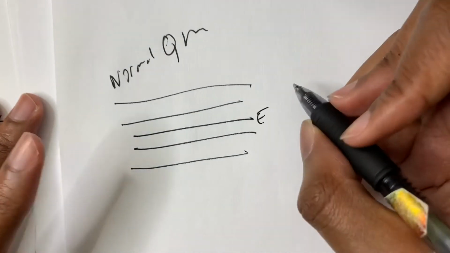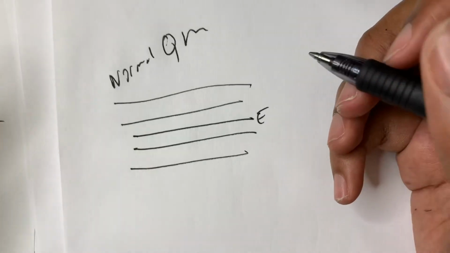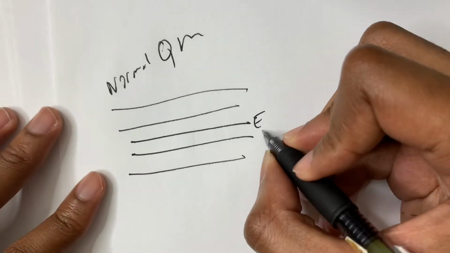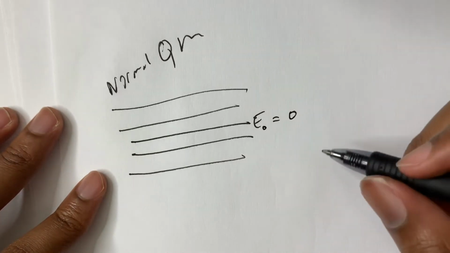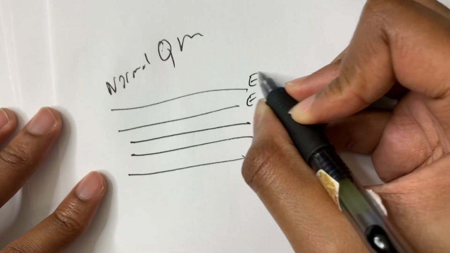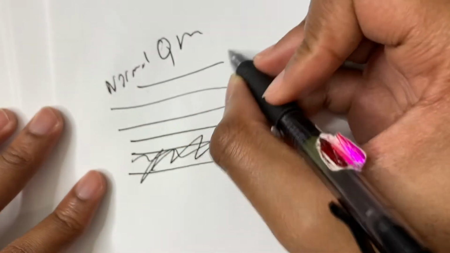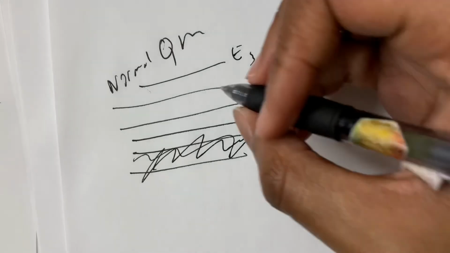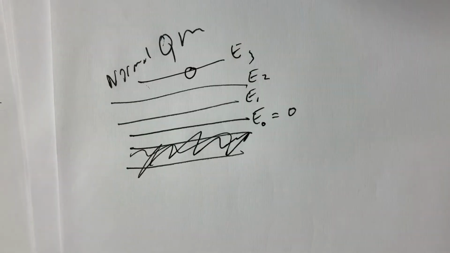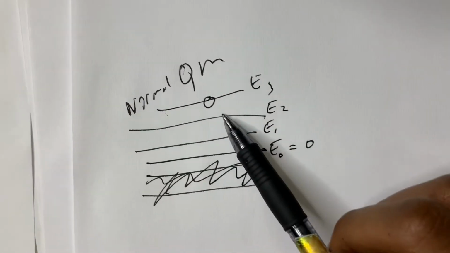So here's the vacuum state, I guess you'd call it. E naught equals 0. Here you'd have E1, here you'd have E2, and then you have E3 and stuff. So you have a particle that's, say, in the E3 state. And the particle is more likely to be found in the lower energy states, for reasons that you learn in any intro to QM class.